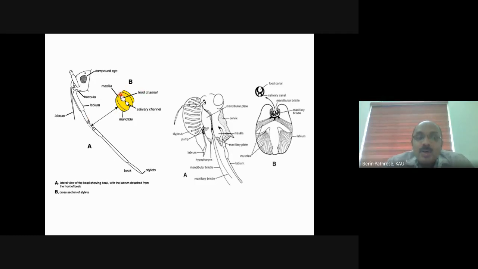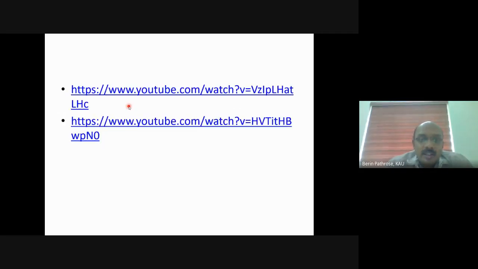So this is how a food canal and salivary canal is formed by the joining of maxillary stylets. If you see an individual stylet, it has the shape of a W. When these two maxillary stylets are joined together, it forms a dorsal food canal and a ventral salivary canal. So this is how it looks. So I will show you a video.